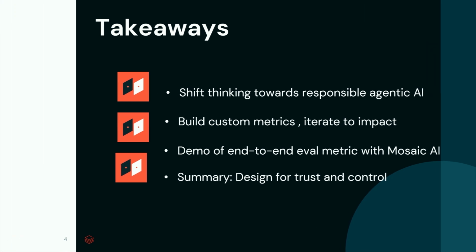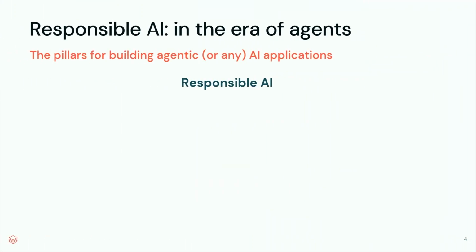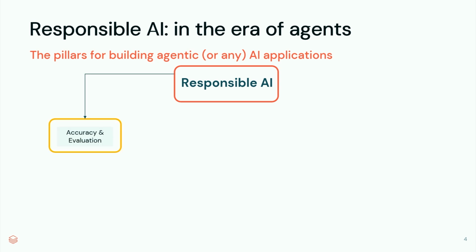Now, just to understand what is responsible AI. From the lens of agents, there are a couple of different pillars. I'm not going to cover all of them, but the major ones I'll cover today. Number one, it's a given: accuracy and evaluation. It is important when you are building this type of production application to assess how accurately they are performing. And there are different measures which we are going to cover today.